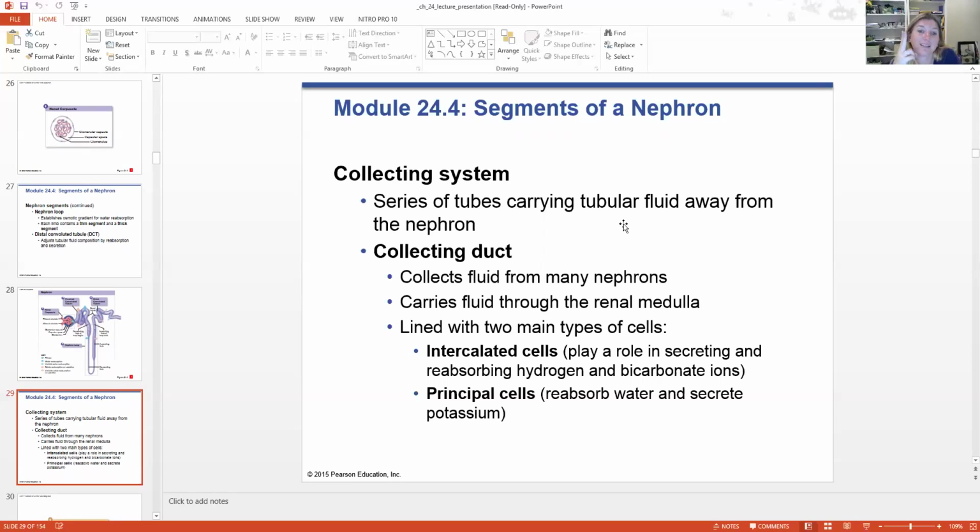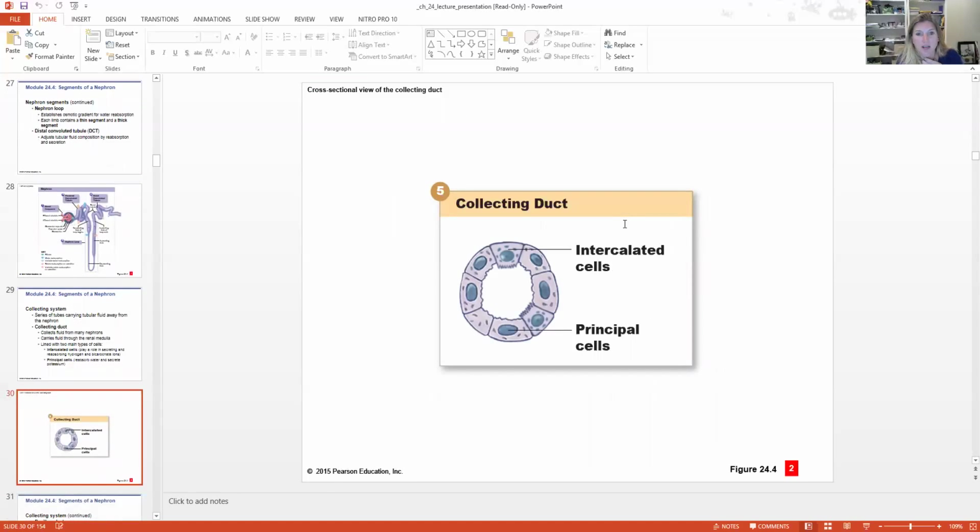There are two types of cells that line our collecting system: intercalated cells and principal cells. The intercalated cells are going to reabsorb hydrogen and bicarbonate ions, helping with our pH. And the principal cells are going to reabsorb water and secrete potassium. So again, final ion and water concentrations are being adjusted here. Even when the filtrate leaves the DCT, it's not over till it's over. The collecting system can still readjust ion concentrations and water concentrations in your urine. There's the collecting duct, intercalated cells, and principal cells.